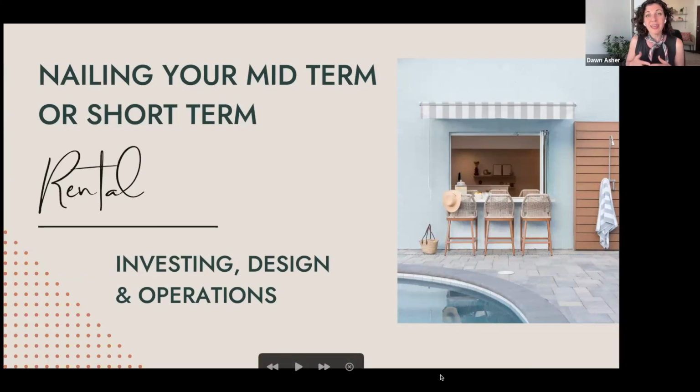Also, keep in mind that all of these parts build upon each other and come full circle. You can't talk about investing without talking about your design. You cannot talk about your design without talking about your operations. They're so interconnected. And so that's why we wanted to offer all of this in one fell swoop, because we can't have one without the other. So buckle up and get excited.